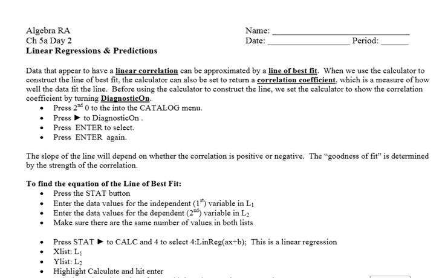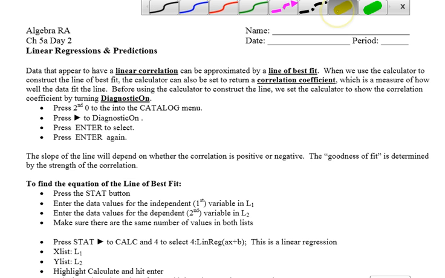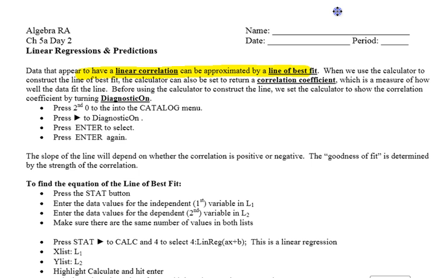We're going to define correlation a little bit better today by using what we call a line of best fit. Data that appears to have a linear correlation, or tends to make a line when we graph it on a scatter plot, has what we call a line of best fit. And what we do is we use the graphing calculator to construct the line of best fit. The graphing calculator also tells us a correlation coefficient.